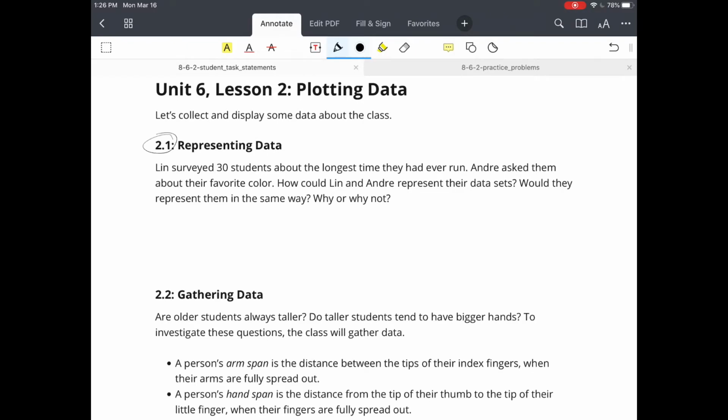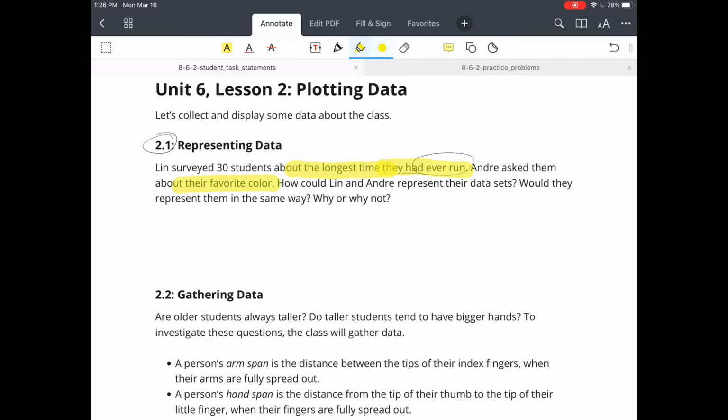Let's look at the first one, representing data. Lynn surveyed 30 students about the longest time they had ever run. Andre asked them about their favorite color, purple. How could Lynn and Andre represent their data sets? Would they represent them in the same way? Why or why not? Remember, Lynn is talking about the longest time they had ever run, and Andre is asking about their favorite color.